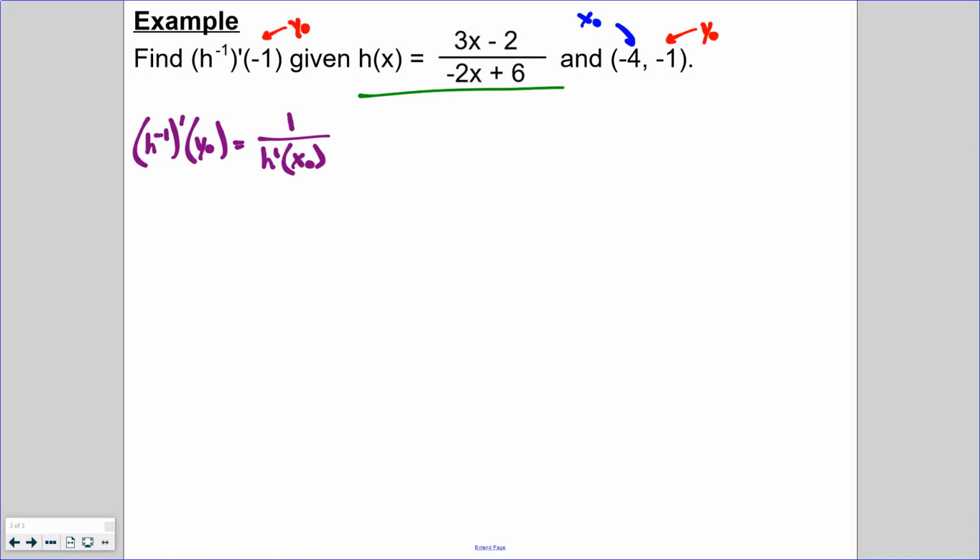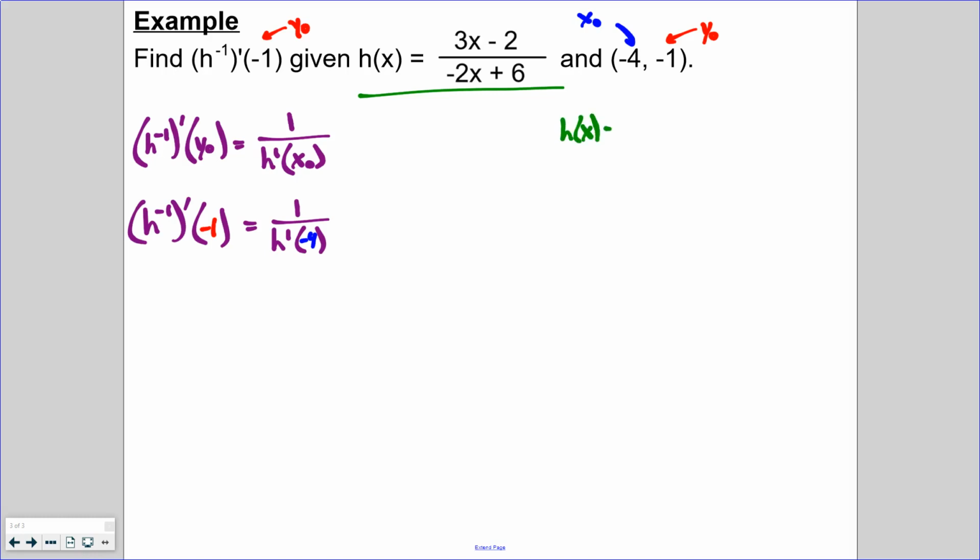And since we know x sub 0 and y sub 0, we can plug those values in. So h inverse prime of negative 1 is going to be equal to 1 over h prime of negative 4. So now all we need to find the derivative of the inverse is to figure out what h prime of negative 4 is. And we'll work that on this side.